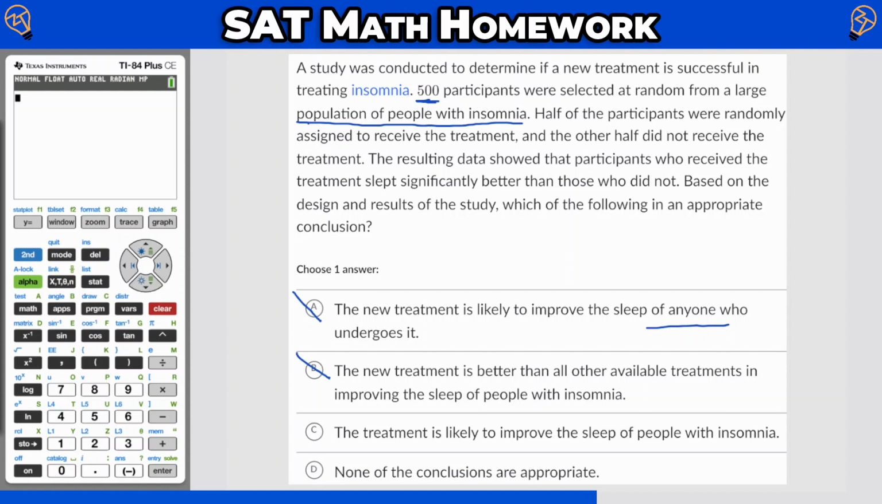For option C, it says it's likely to improve the sleep of people with insomnia. Now, the results did indicate that these people who did get the treatment were able to sleep significantly better. And because of the fact that it was randomly assigned, there wasn't any kind of bias, it was a good sample size of 500 people, that's a pretty logical conclusion to make. It seems like that's a well done experiment, no red flags there. And so we're not going to say no conclusion's appropriate. Option C is an appropriate conclusion.